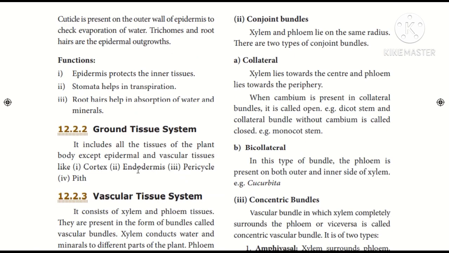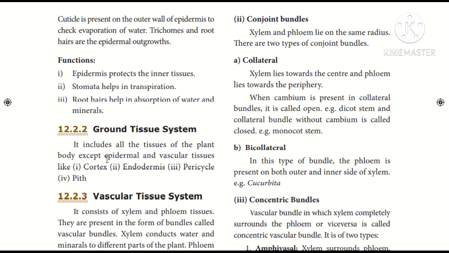And the second important type of system is called a ground tissue system. All the tissues of the plant except the epidermis, that is the outermost covering, and the innermost layer, that is the vascular tissue, are included under the second type of tissue called ground tissue. This ground tissue usually includes cortex, endodermis, pericycle and pith. And what is cortex and what is endodermis and what is pericycle and what is pith? Now we are not going to enter very deeply into the cortex, endodermis, pericycle and the pith.